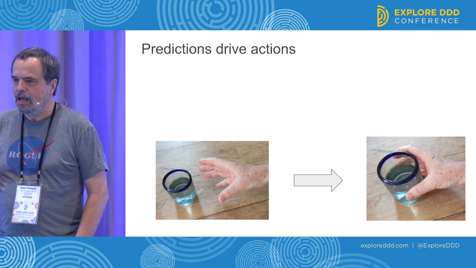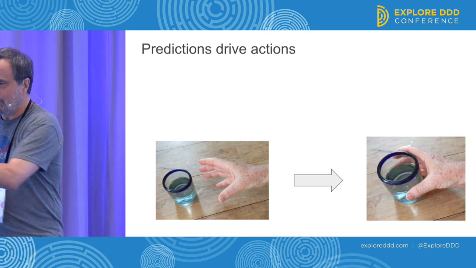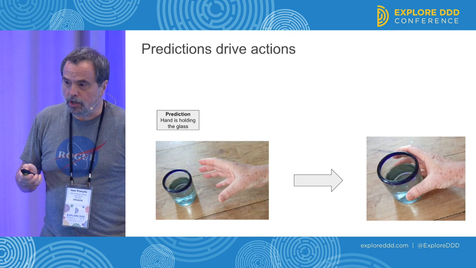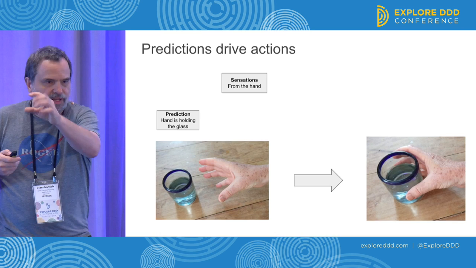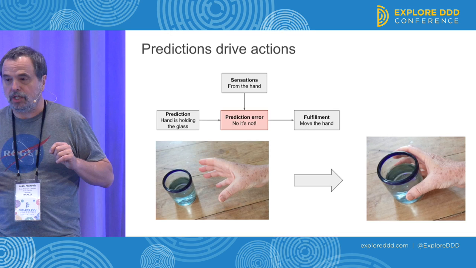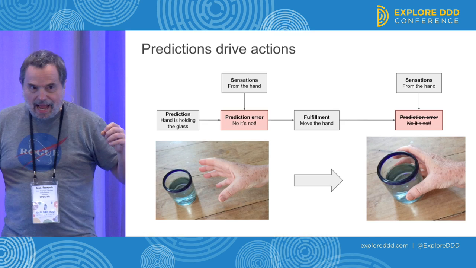Now, it's not just about perception. It turns out that predictions play a really important role in action. When you want to grab a glass, actually, what happens is that your brain predicts that you are holding the glass already. Of course, sensations from your hand, interoceptive and proprioceptive signals, come in and say, no, you're not. And then you have this flurry of prediction errors. And then your motor cortex responds to these prediction errors by moving the hand so that now the sensations from the hand are indeed those of holding a glass. And the prediction errors are gone. So actually, whenever you move, you're doing self-fulfilling prophecies.